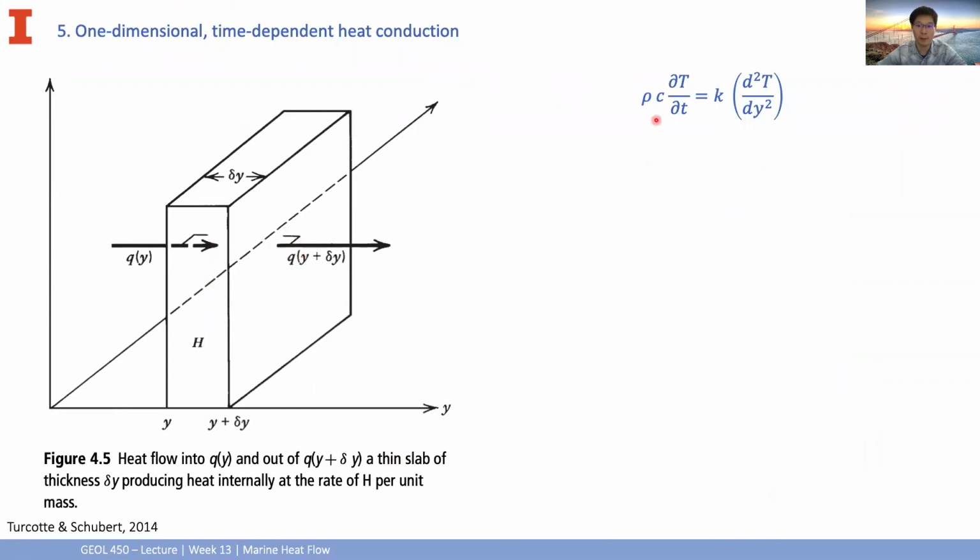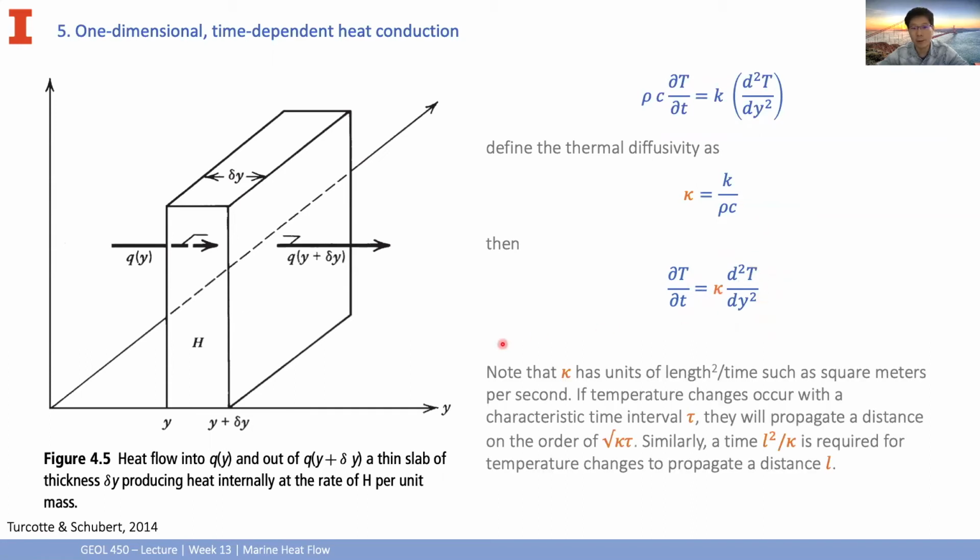We can further move those constants related to the material to one side and simplify this equation by defining a thermal diffusivity kappa, which is K, the thermal conductivity, divided by the density and specific heat capacity. Then we get this temperature rate equals the thermal diffusivity multiplied by this term. So it's a very important feature that our thermal diffusivity kappa has a unit of length squared divided by time, such as square meters per second.